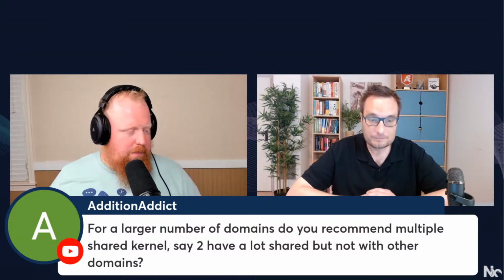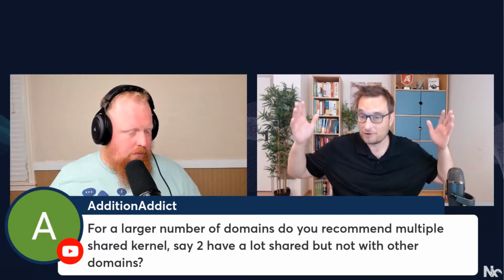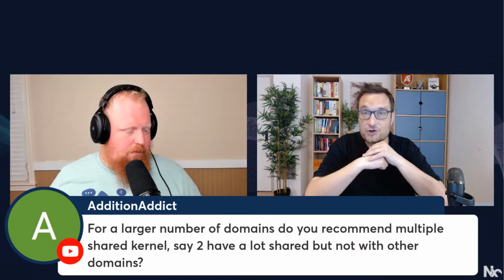So Addition Addict with another question here. For a larger number of domains, would you recommend multiple shared kernels, say 2, but have a lot shared, but not with other domains? This is an interesting question because it's like what Stefan had asked before. Indeed, I had this situation where we had a huge shared kernel with a lot of technical stuff. And there we subdivided the shared kernel into several parts. We didn't call it shared kernel 1 and shared kernel 2. We found some nice names.